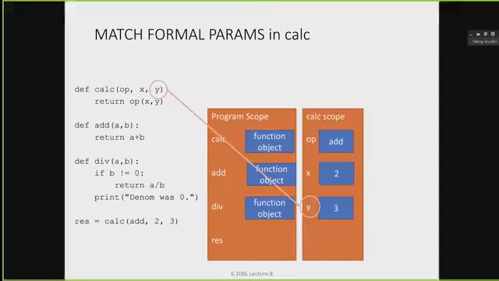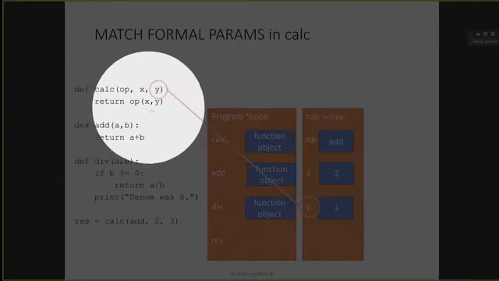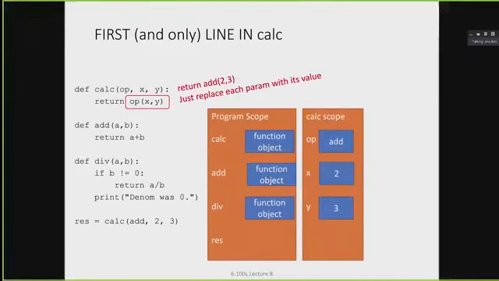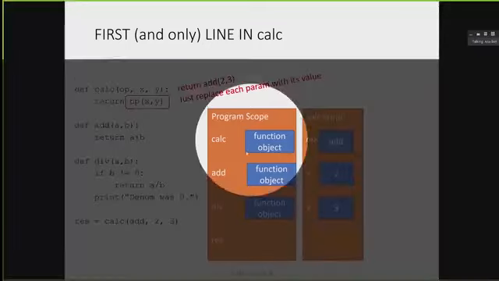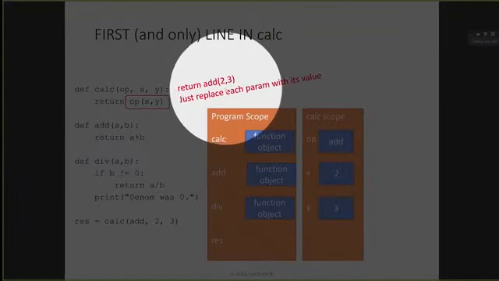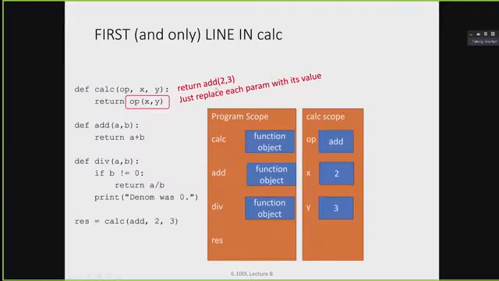Okay, so now we finished mapping the parameters. Next, we get to run the body of the function. Return, what is this? Let's replace op, x and y with the actual values. This basically becomes return a function call, add(2, 3). I've just replaced the names. That's it. What's add(2, 3)?